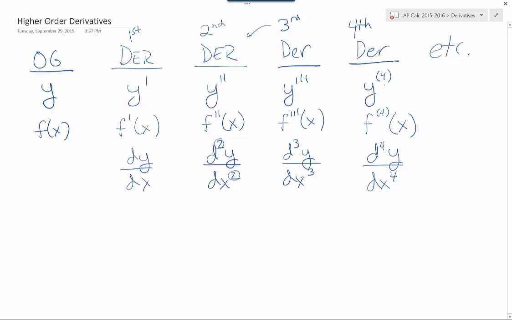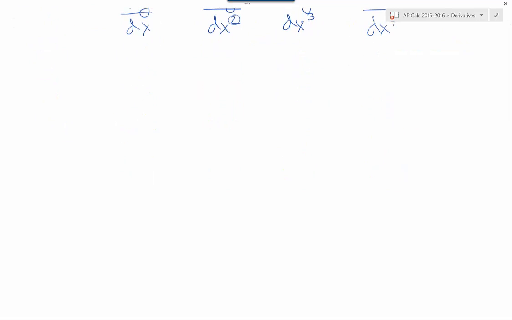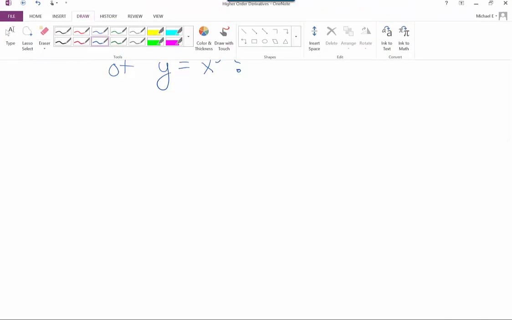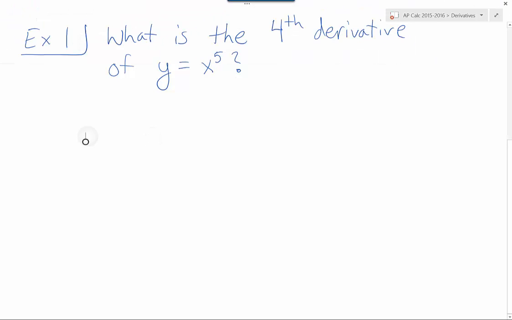To actually do these is really quite easy. We'll do a couple of examples. Example 1: what is the fourth derivative of y equals x to the 5th power? To get the fourth derivative, we just take the derivative 4 times. I like to start off with y equals x to the 5th. Then y prime is 5x to the 4th.